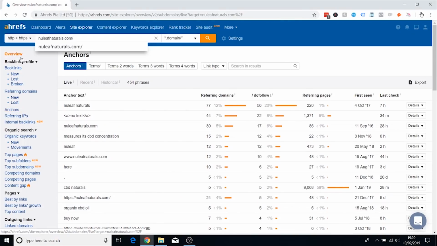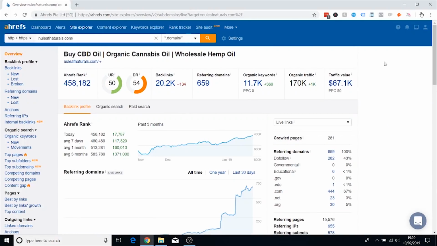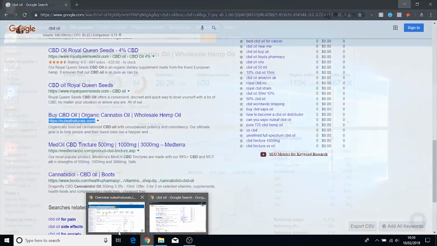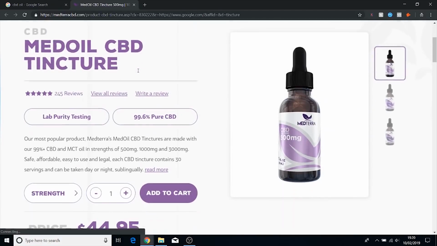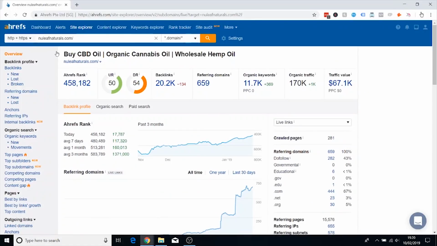So in terms of the competition right here, this site is ranking with over 600 referring domains. Now they haven't done this perfectly, and yet they're still ranking. That's my point. So let's take a look at this site here, because this looks like a product page. Yep, that's a product page. Let me just see how many referring domains this has going to it.